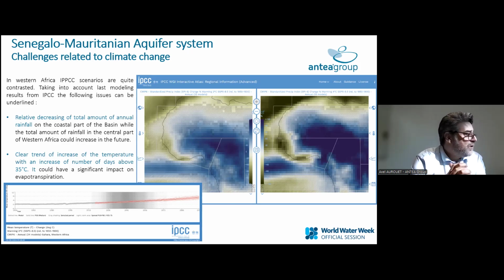Concerning the temperature, there is a clear trend of increase, with an increase also in the number of days above 35 degrees. We also have to take into consideration for the aquifer system that it could have a significant impact on evapotranspiration in the future. So it can also have an impact on the renewal of the aquifer systems.